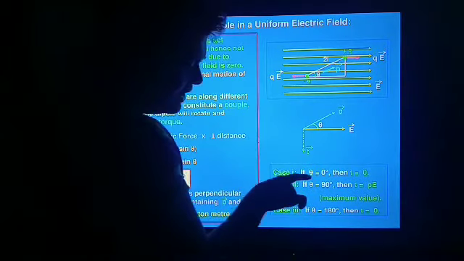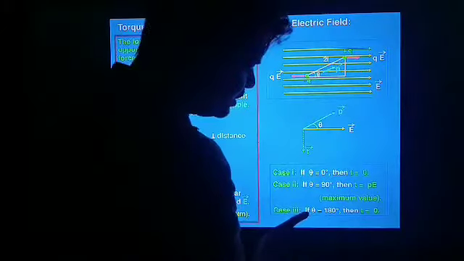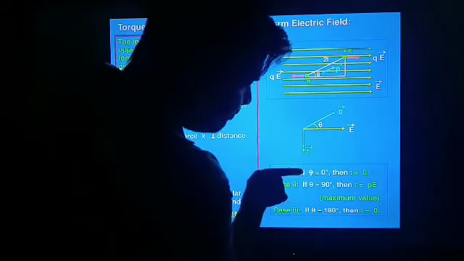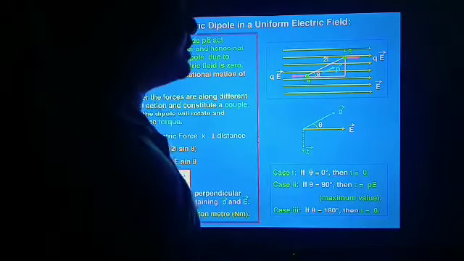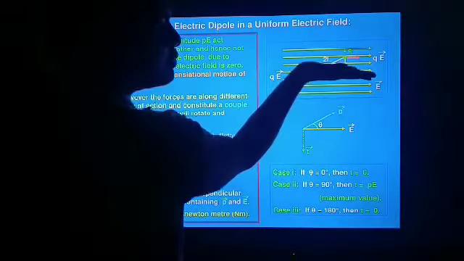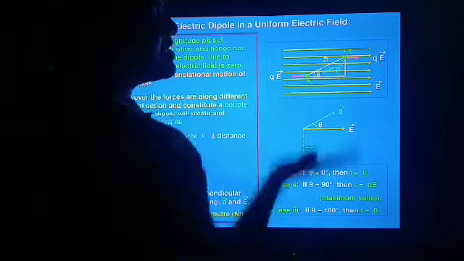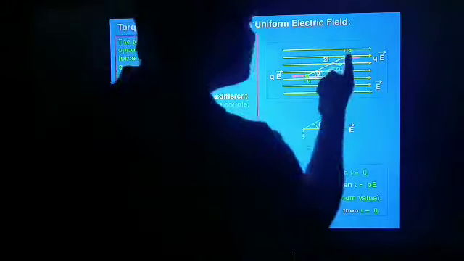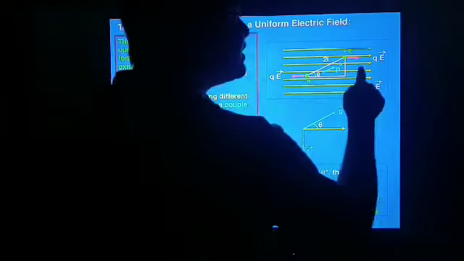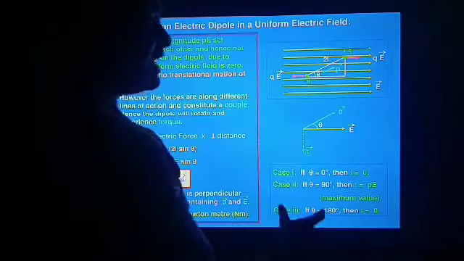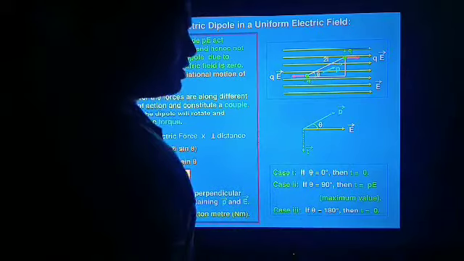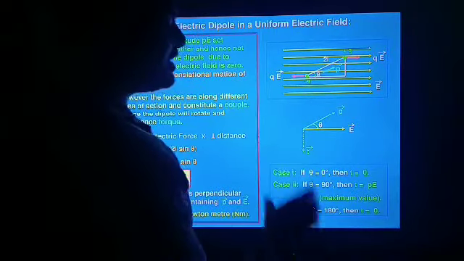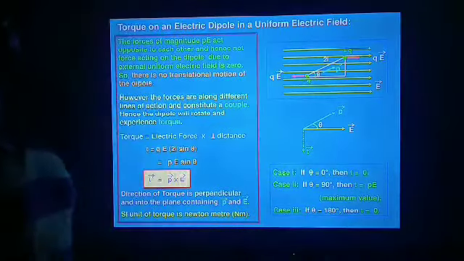So what is the difference? When theta is 0, torque is 0. When theta is 180, tau is 0. This is the parallel condition, and this is called the anti-parallel condition. When the dipole is kept like this, it is the parallel condition, theta is 0. When the dipole is kept like this, with the positive charge on this side and the negative charge in this direction, it is called the anti-parallel condition. So whether the dipole is kept parallel or anti-parallel, the resultant torque will be 0.